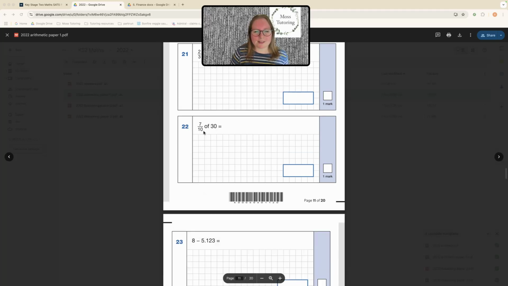Right, so we've got 7/10 of 30 for this question. Pause the video and have a little go. Okay, so to find any fraction of an amount, I would literally just divide the whole number by the denominator, then multiply by the numerator. So 30 divided by 10 is 3, and then 3 times 7 is 21. So I'm going to pop that in that box to get my answer for that one. So well done if you got 21.